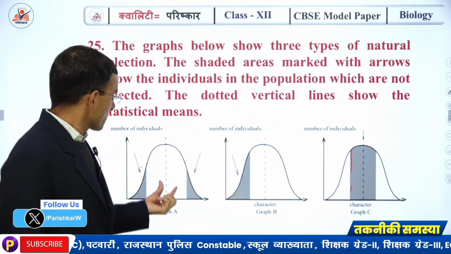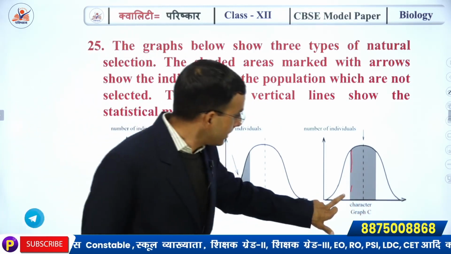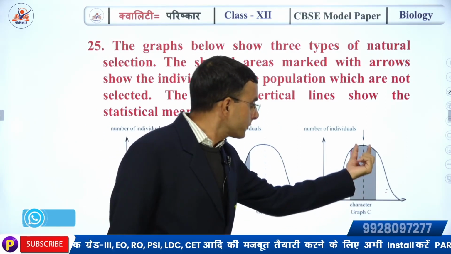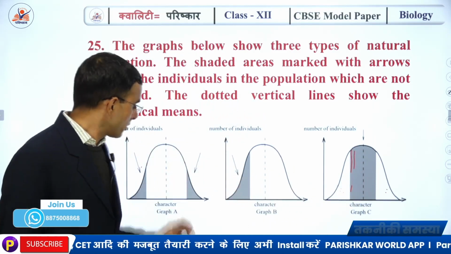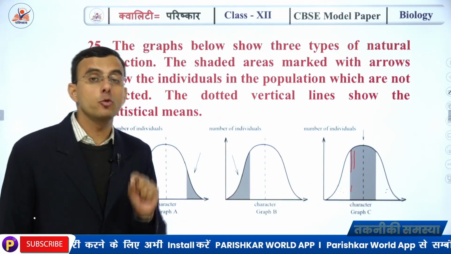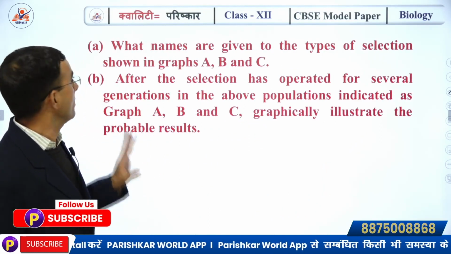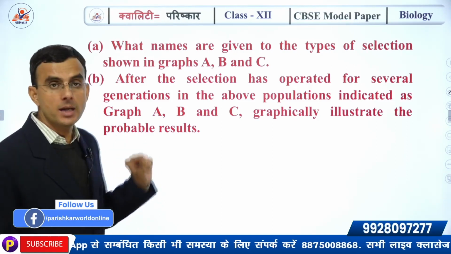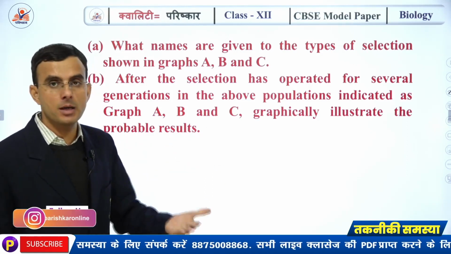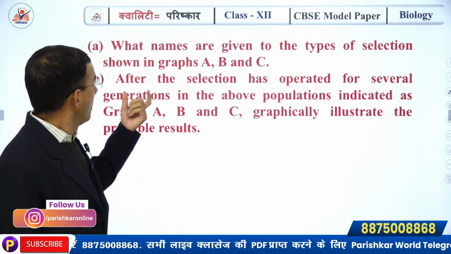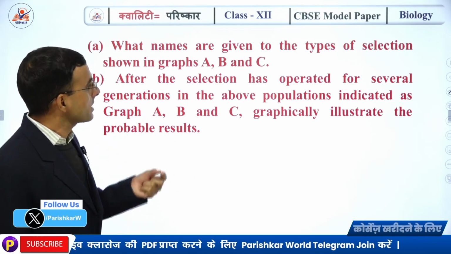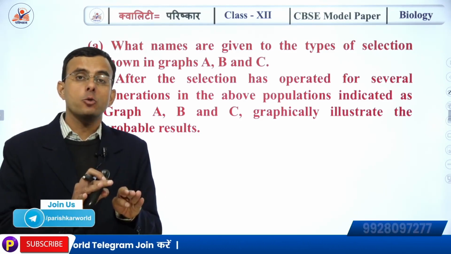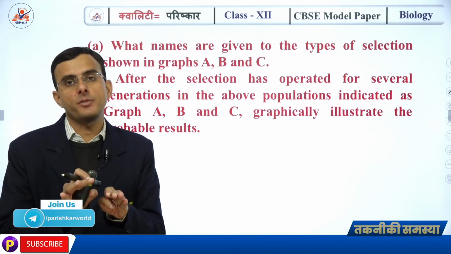So look at this one. If the selection is from both the corners, this one is not selected, this one is not selected, so we have to name these. The first question is, what names are given to the type of selection in the three graphs, in the first one, the second one, and the third one? And the second question is, after natural selection has operated, what is the result of that natural selection?